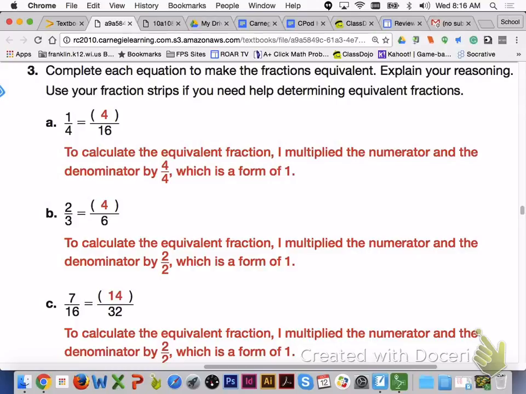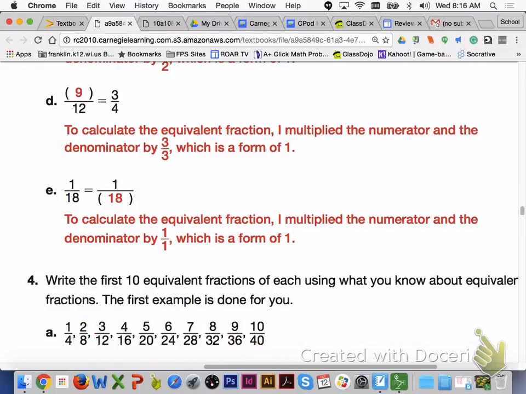Number 3, letter A, you are going to multiply by 4/4 to get 4/16. Letter B, you're going to multiply by 2/2 to get 4/6. And for letter C, you are going to multiply by 2/2 to get 14/32. Letter D, you're going to multiply by 3/3 to get 9/12. And for letter E, you're going to multiply by 1/1 to get 1/18.